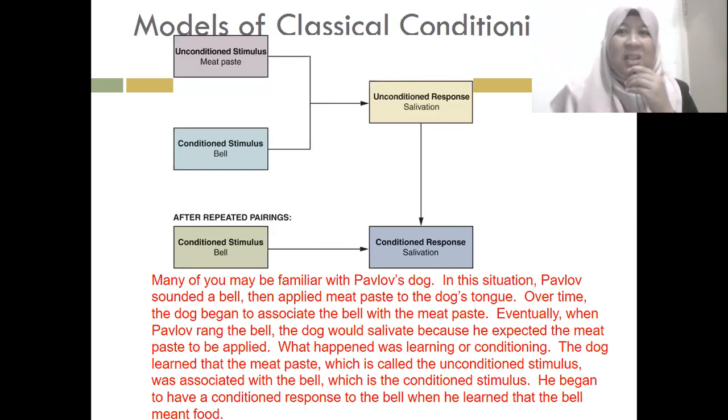And every time the azan, the smell is already in your nose, and then you will salivate. Every time the azan, you already remember, okay, this is time to break fast. So this is what we call the model of classical conditioning.